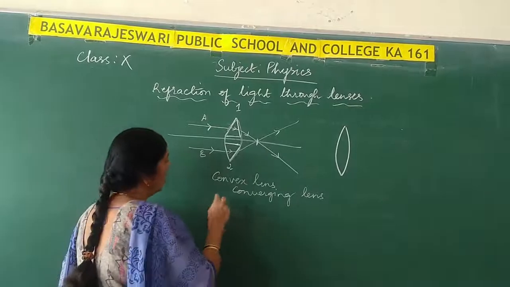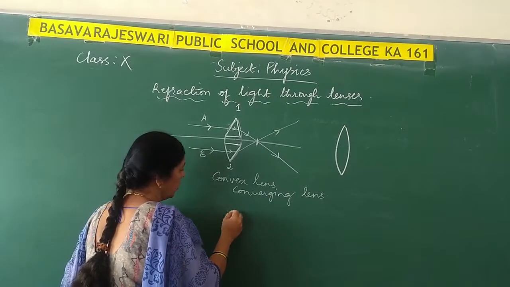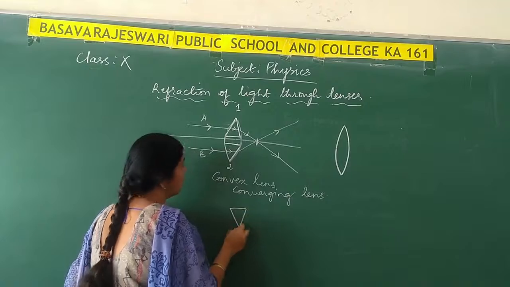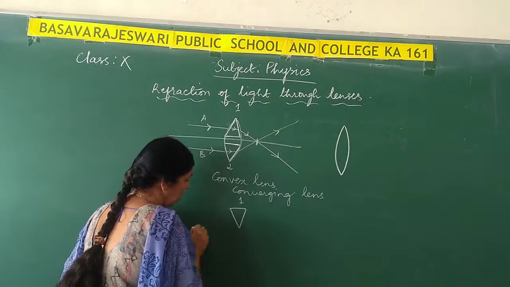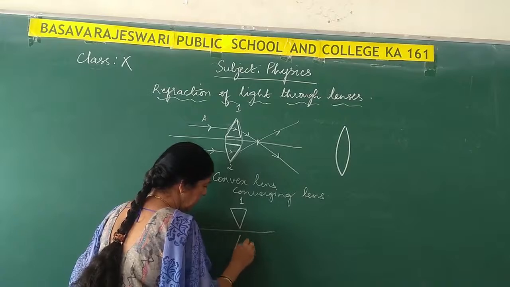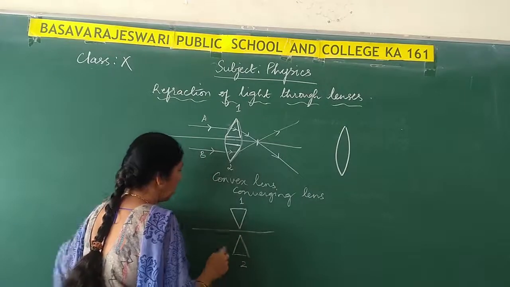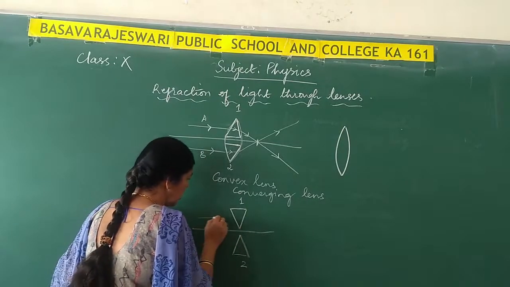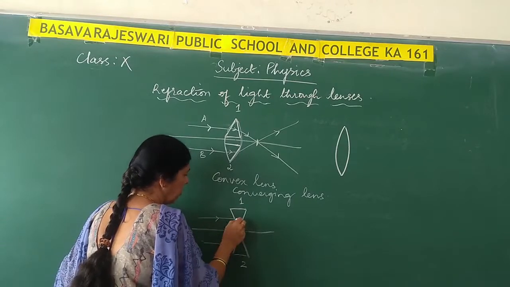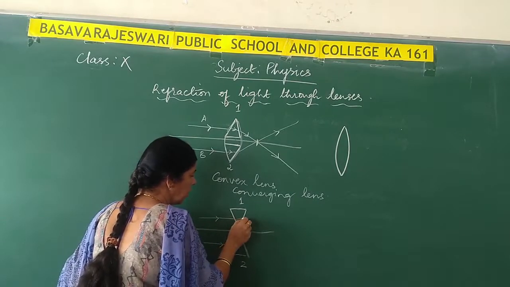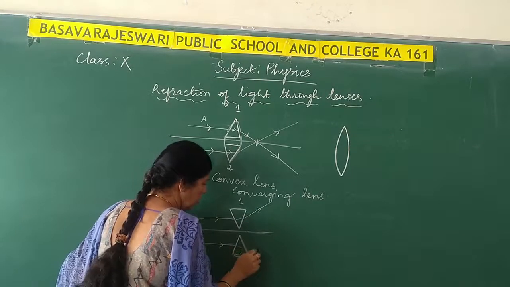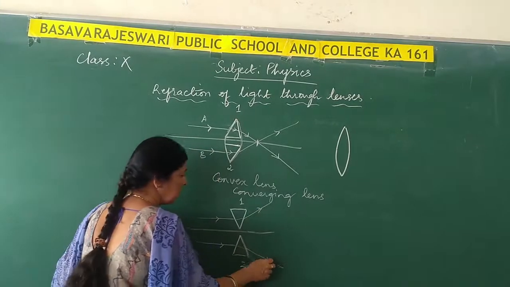Now one more arrangement of prisms I will draw. This is the first prism, and this is the second prism. Now again let us consider two light rays incident on the prism. Now how will the light ray bend? It will move towards the base of the prism. Here also it will move towards the base of the prism.